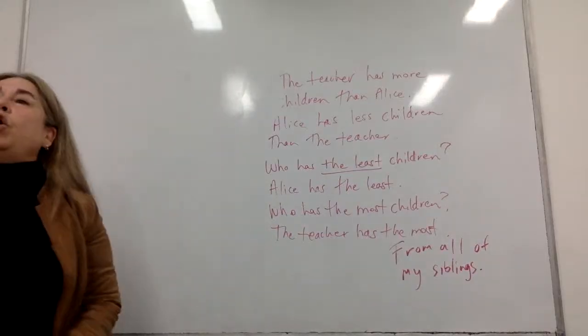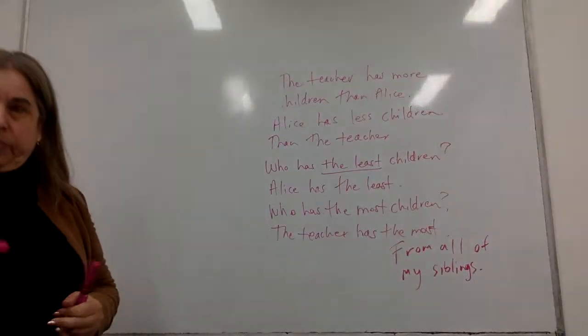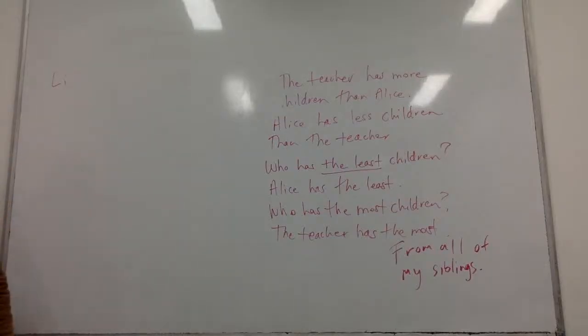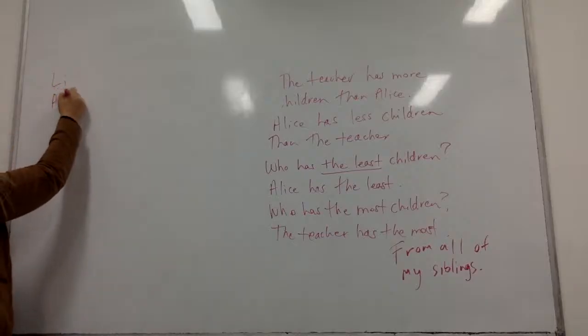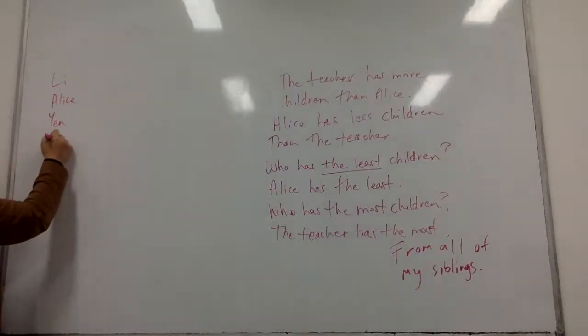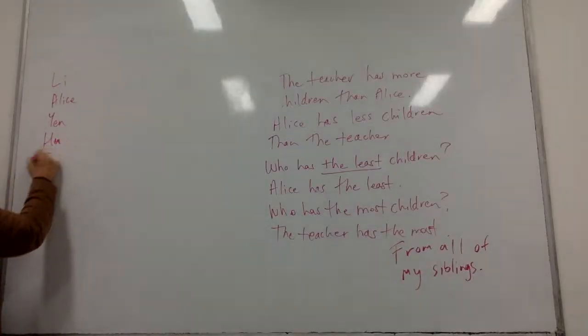Okay, so who is the oldest? What's the name of your sister, the oldest? Okay, we're going to say Lee. And who's after? You, right? Alice. Okay, Alice. And then after? Yen. And who? And Fong.